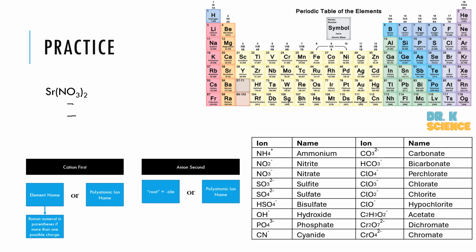Now let's name this. This will matter a lot more when we're going back the other way, but let's name this one. Now I've already given away the name for Sr. We're going to do the element name. This one is strontium. Now for our polyatomic ion, we're pretty set. We just need to go over here, find the name. In this case, I already did point it out. It is nitrate.